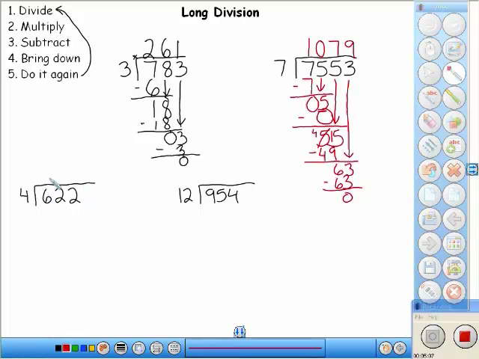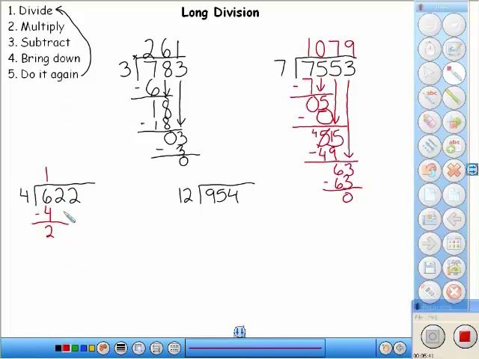Well, first of all, let's start and say, okay, 4 goes into 6 how many times? Because we're going to divide. Our first step is divide. 4 goes into 6 one time. Next step is to multiply. 1 times 4 is 4. Next step is to subtract. So we're going to subtract 6 minus 4, which is 2.